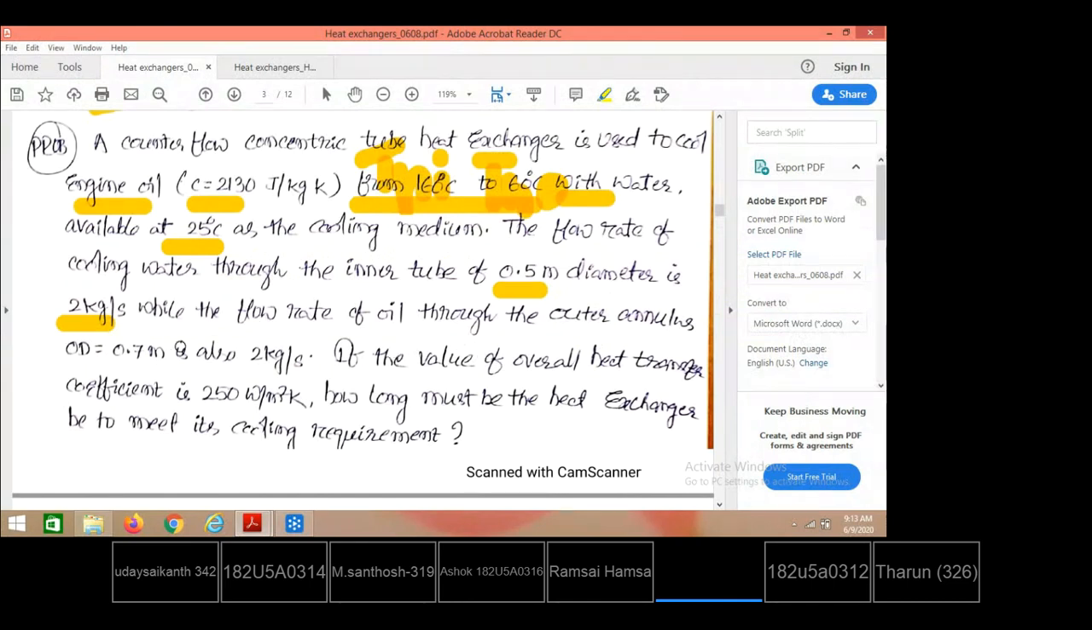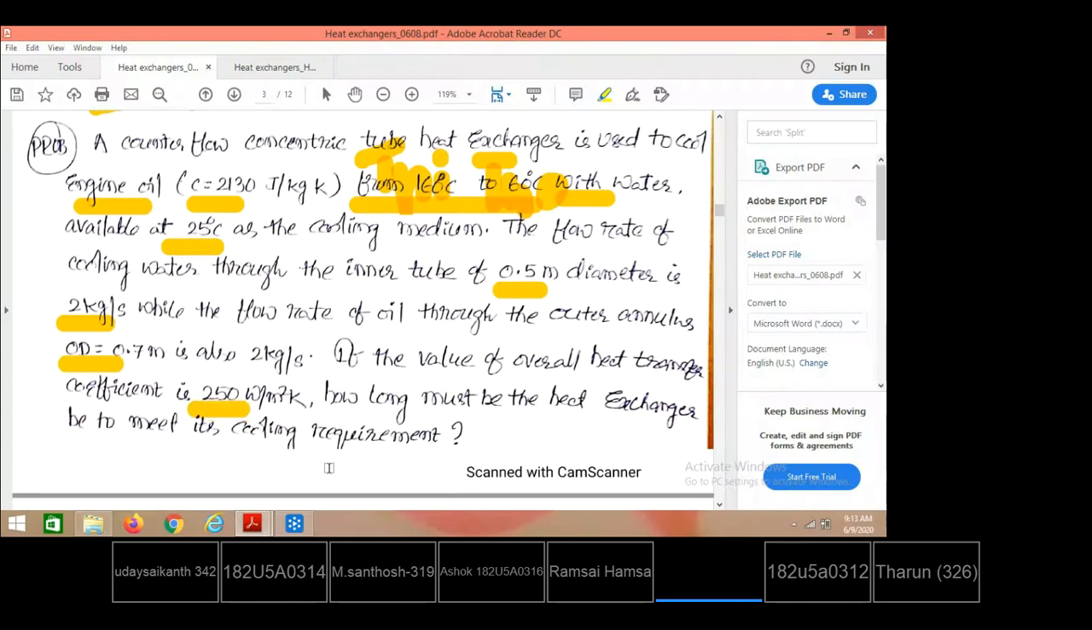Hot fluid is also allowed at the same rate of 2 kg per second. That means mh dot, the mass flow rate of hot fluid, and the mass flow rate of cold fluid are both at the same rate through the tubes. The diameters of the tubes are given. The innermost tube has a diameter of 0.5 meters, and the outer annulus has an outer diameter of 0.7 meters. The overall heat transfer coefficient is given as 250 watt per meter square.